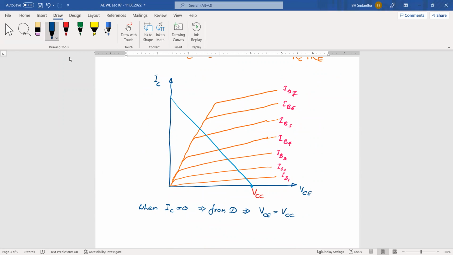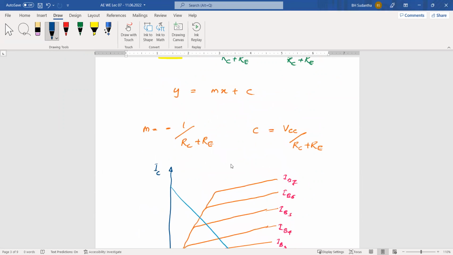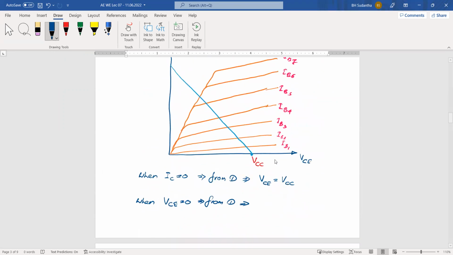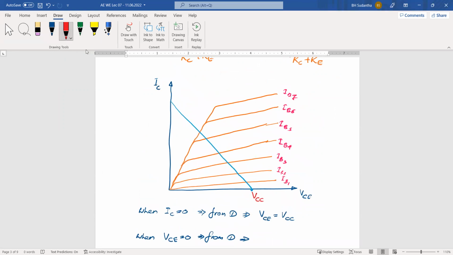Okay. Then when VCE is 0, from equation 1, what do we get? Now this is C. Okay. Then IC equals to here this point. This is VCC divided by RC plus RE. Sorry. Is it okay?